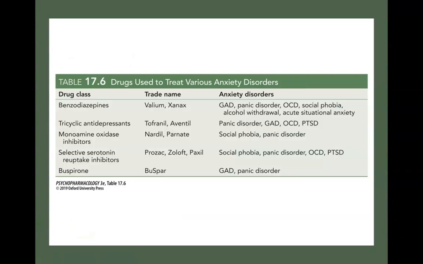So here you can see some of the different treatments that you can use for anxiety disorder. So we have our benzodiazepines, Valium and Xanax, for GAD, panic disorder, OCD, social phobia, alcohol withdrawal, and acute situational anxiety. We have our tricyclics, our MAO inhibitors, our SSRIs, and then buspirone.